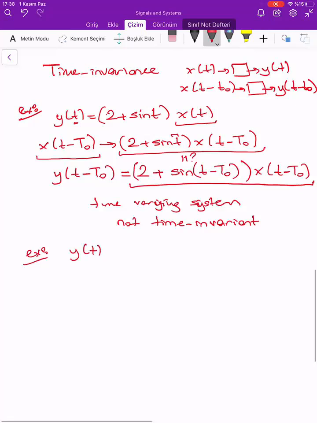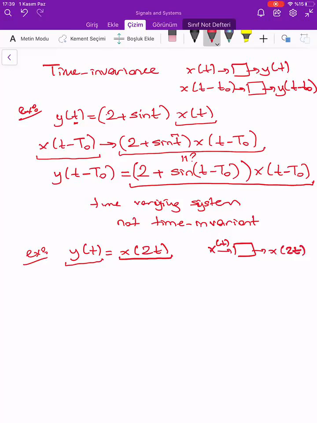y of t is equal to x of 2t. What does x of 2t equal to y of t mean? That means I have to squeeze my data, and this squeezed data will be my new output. My system takes the input, and then the output would be like x of 2t. It's a kind of squeezing system. So is this a time invariant system or not? This is the question.